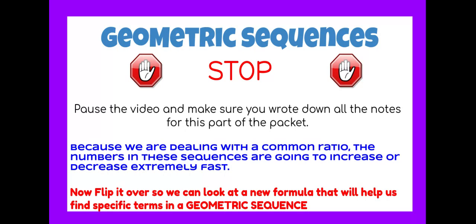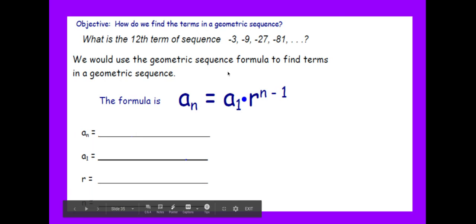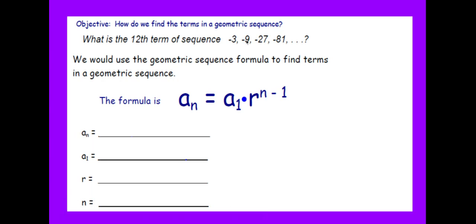So flip it over, and now we're going to look at a new formula that's going to help us find specific terms in a geometric sequence. So on this page, it says, what is the 12th term of the sequence -3, -9, -27, -81? Well, we notice that it's jumping really fast, so that means that it's not arithmetic where we would add 6, add 6, add 6, or subtract 6, subtract 6, subtract 6. It's definitely getting bigger because the numbers are jumping faster. So we know we're multiplying by a certain number here.